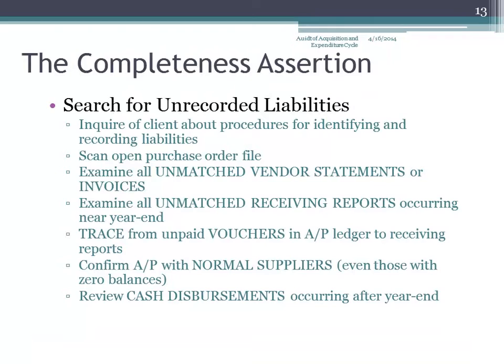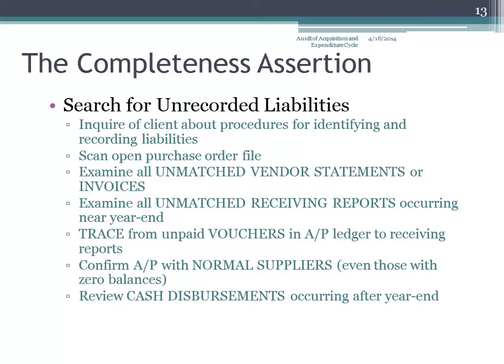Okay, completeness. So the completeness assertion, as I said, is a really important assertion, and it has a higher risk value with liabilities. And so a standard audit procedure is to perform a search for unrecorded liabilities. Some of the things that an auditor does is, obviously, talk to your client and say, do you have any liabilities that haven't been recorded that should be recorded at year end? How do you go about identifying that you've recorded all of the liabilities that should be recorded? What's the process?